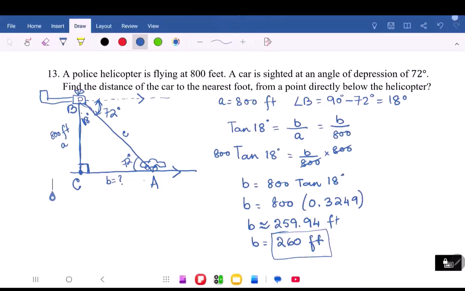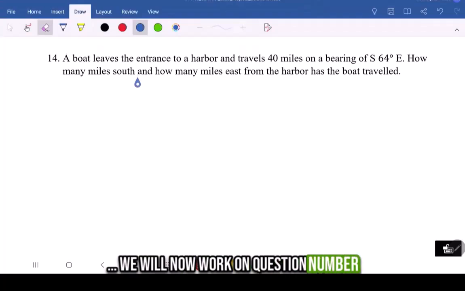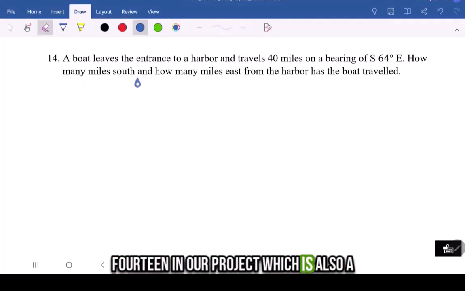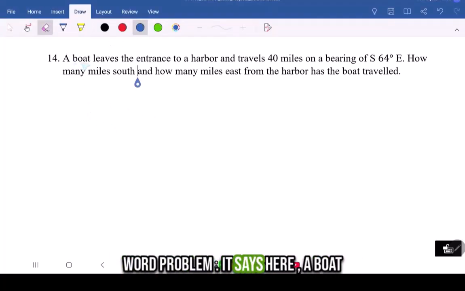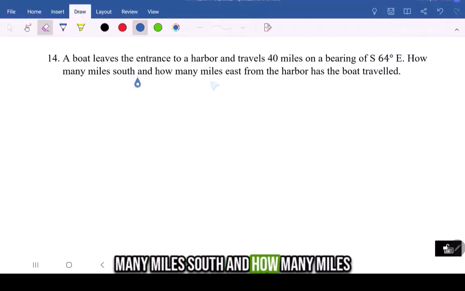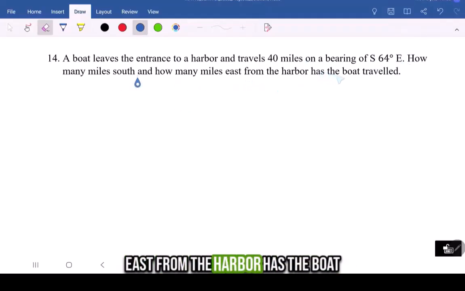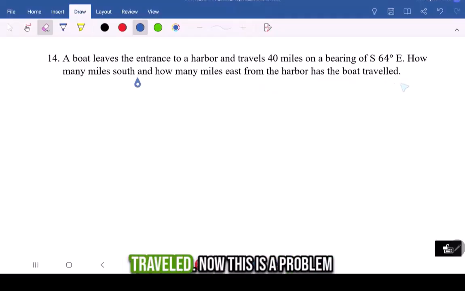All right. We will now work on question number 14 in our project, which is also a word problem. It says here, a boat leaves the entrance to a harbor and travels 40 miles on a bearing of south 64 degrees east. How many miles south and how many miles east from the harbor has the boat traveled? Now, this is a problem involving directions and bearings.